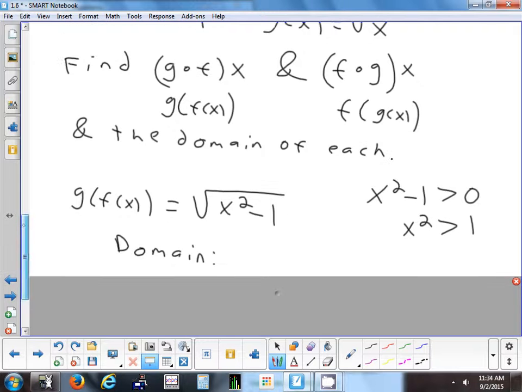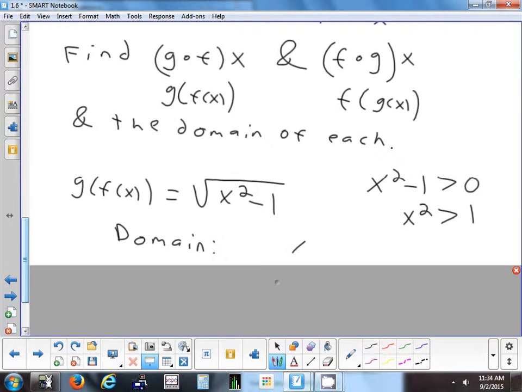And so your domain, you could say we want x to be greater than 1. And technically, you know what? It could be equal. That's okay, because if it's equal to 1 exactly, you'd get 0 under the square root. That's okay. So x is greater than or equal to 1, or less than or equal to negative 1. Okay, any question on that one?